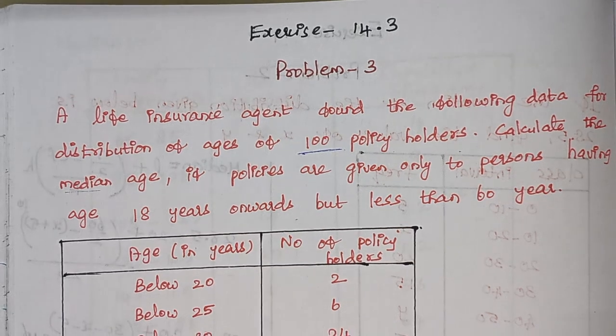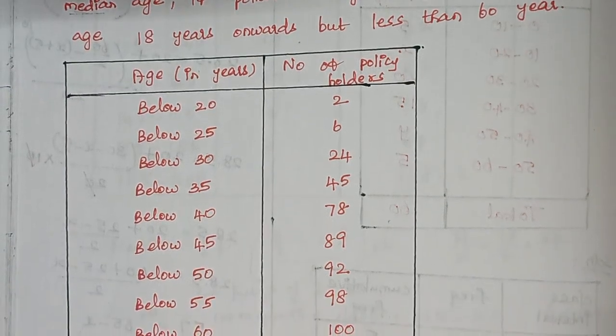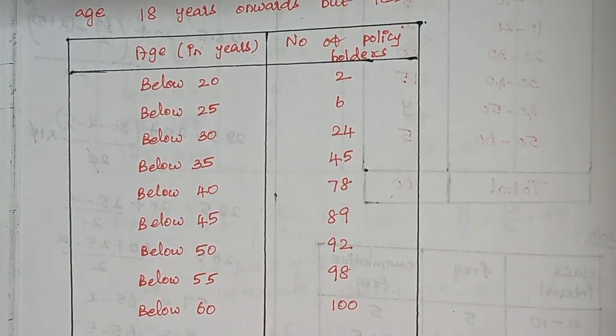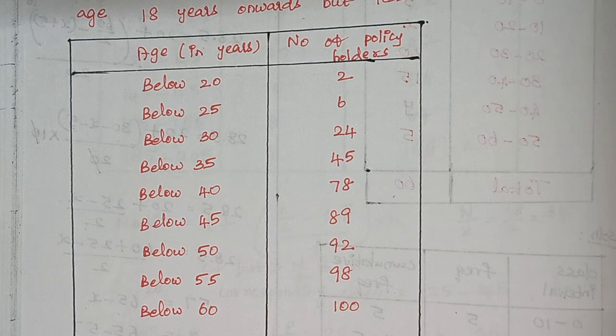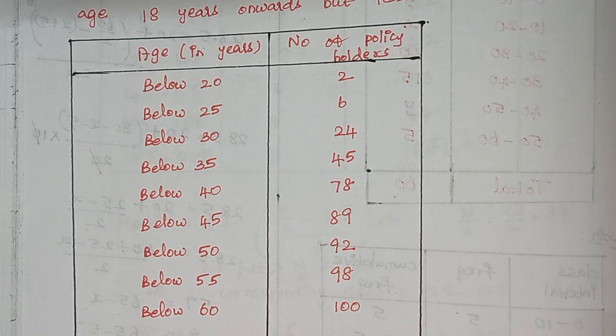So here, this is the tabulation which is given, right? Again, you see there are no perfect intervals. They are just given as below 20, below 25 and below 30, like that. So as a first step, we have to frame the intervals. It is mandatory.